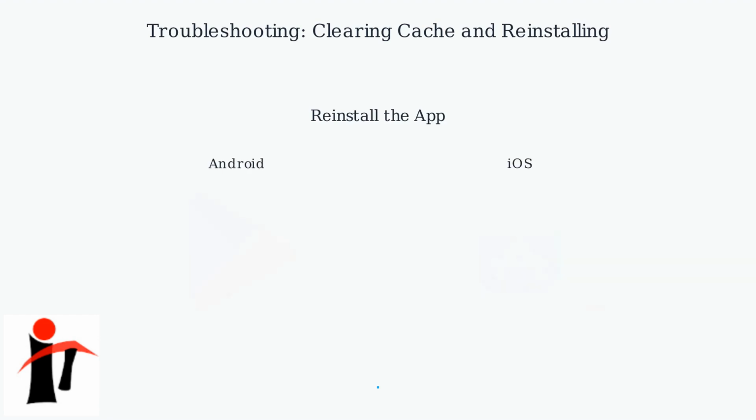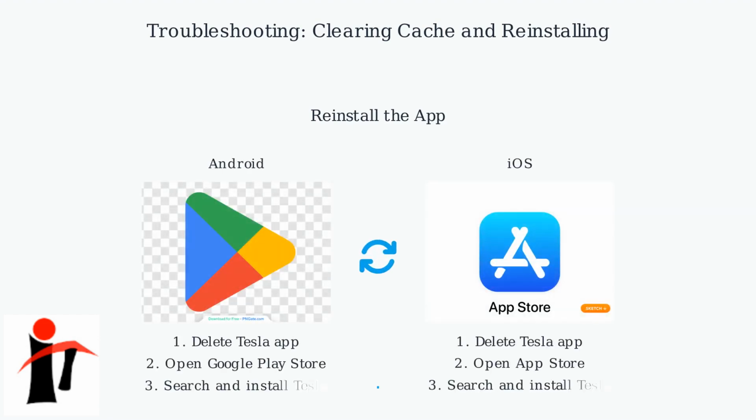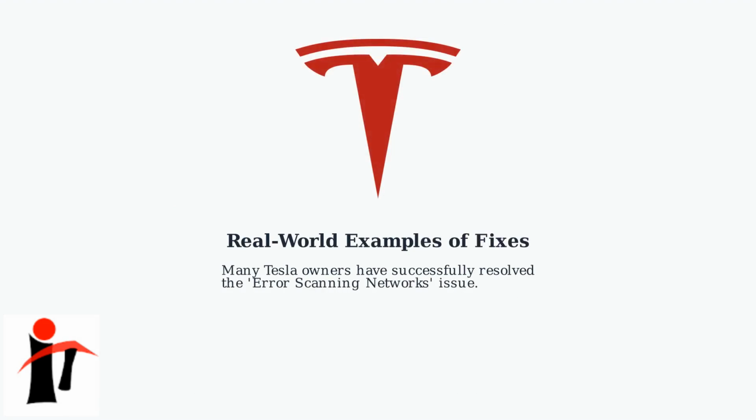For both Android and iOS, you can delete the Tesla app and reinstall it from the respective app store. This ensures you have the latest version and clears any corrupted data. On Android, use the Google Play Store, and on iOS, use the App Store. Reinstalling the app clears any corrupted data and ensures you have the most recent version with bug fixes and improved compatibility. Many Tesla owners have successfully resolved the error scanning networks issue by following the troubleshooting steps we've covered.